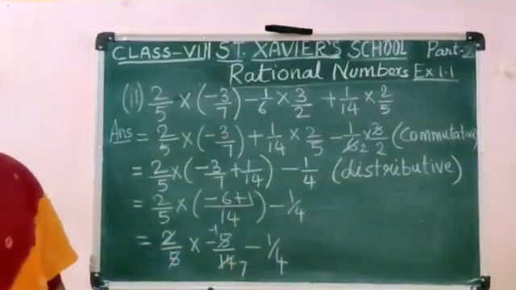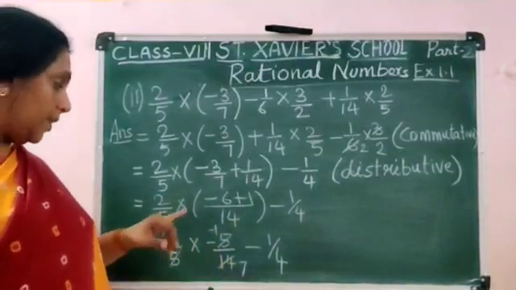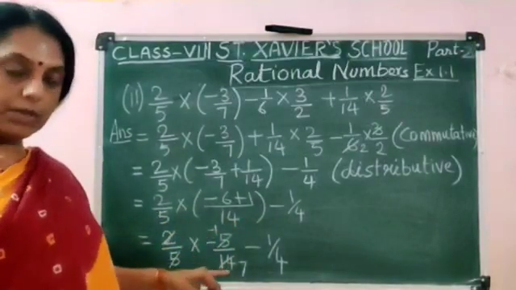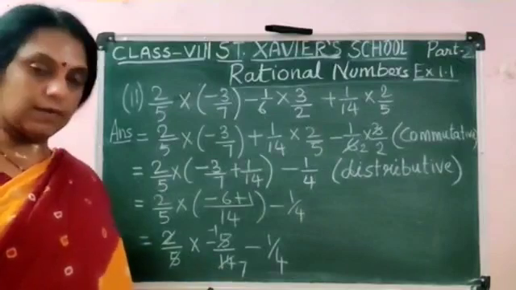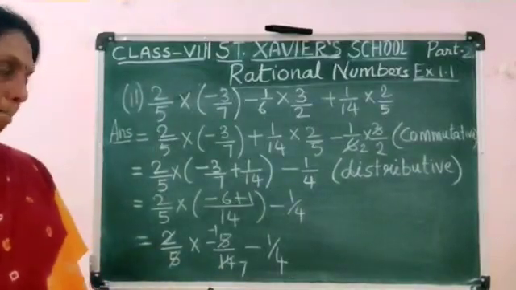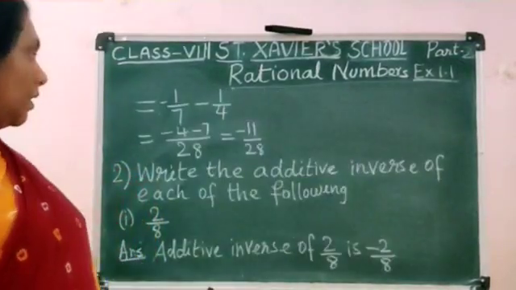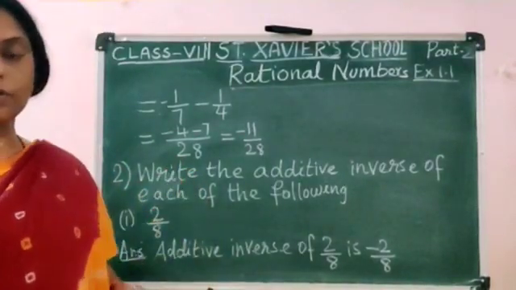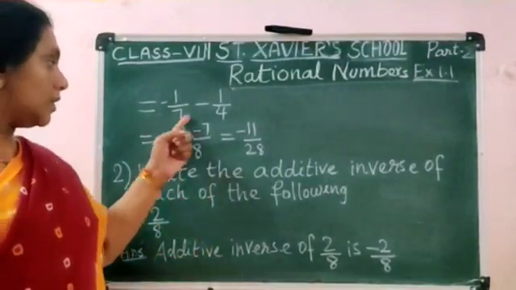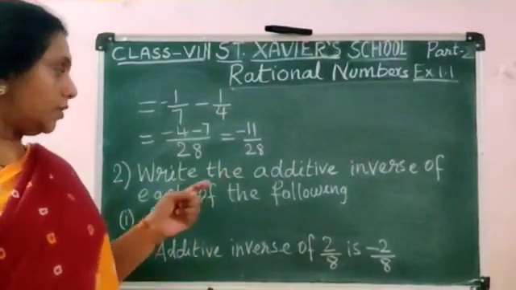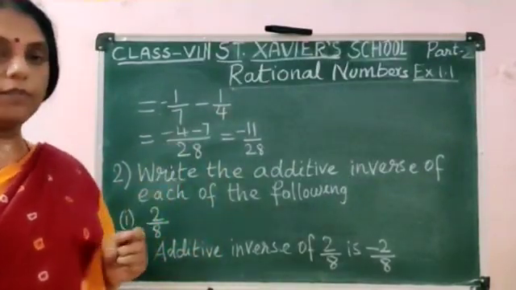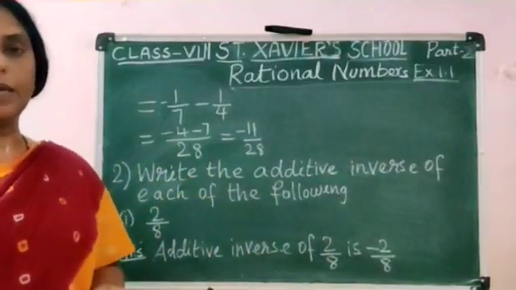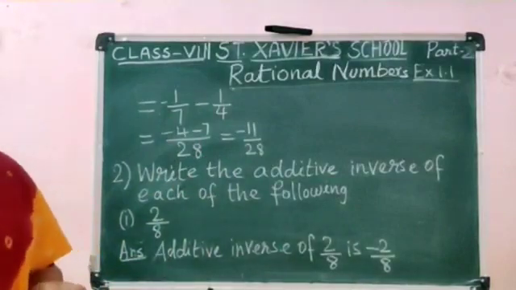So 2 by 5 into minus 5 by 14. 5 and 5 can be simplified, so we will get minus 1. 2 and 14 can be simplified, 2 into 7 is 14. Now we got minus 1 by 7 minus 1 by 4. Again we have to take the LCM of 7 and 4, which will be 28. 28 in the 7 table is 4. So minus 4 minus 7 will become minus 11 by 28. That was the answer.